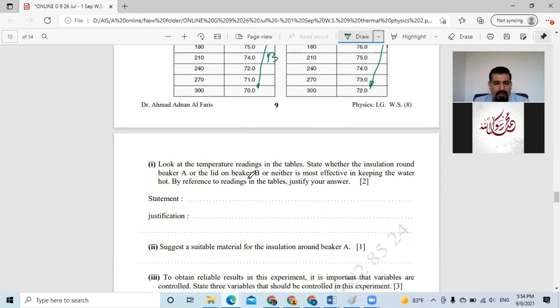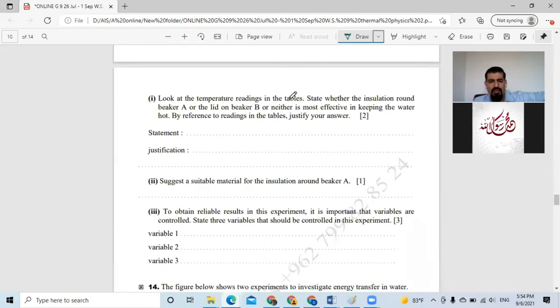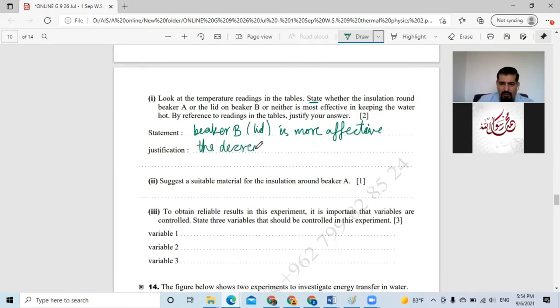Okay, so what they said here: look at the attempt of readings in the table. State whether the insulation around the beaker A or the lid on beaker B, or neither, is the most effective to keep the water hot. Refer to the readings in the table. What do you tell him? Beaker B, the one with the lid, is more effective, right? Why? The decrease of its temperature. You don't tell him why, you give him justification from the readings.